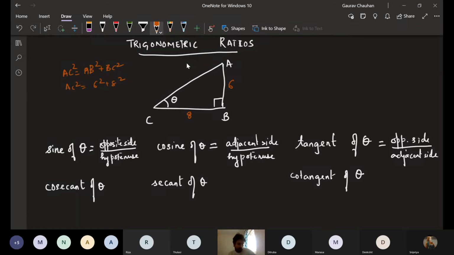Okay, who was that? Sir, Tulsi. Tulsi. Very good, Tulsi. So this will become 36 plus 64. This is equal to 100. So AC square is 100. Then AC is equal to root over 100. AC is equal to 10.